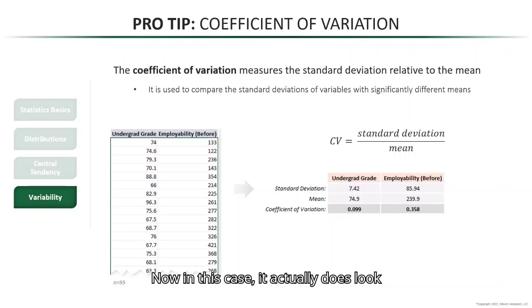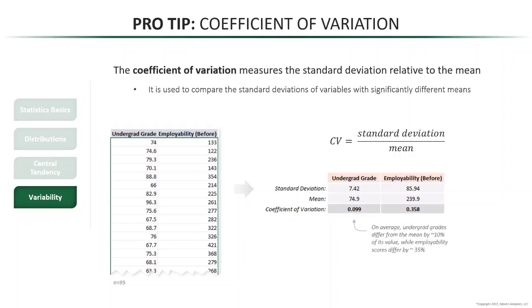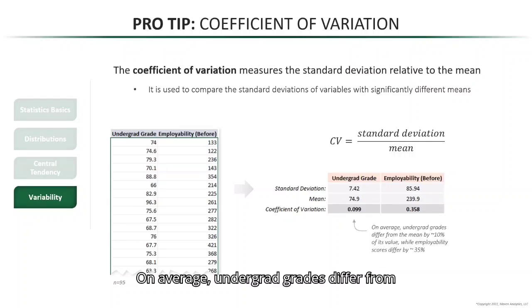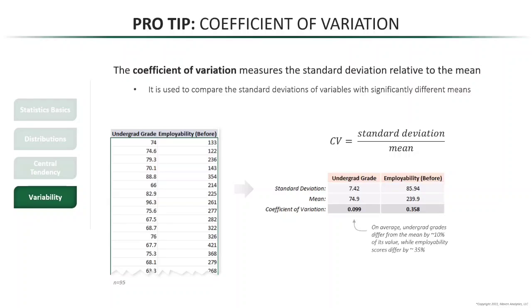Now, in this case, it actually does look like the employability variable has a higher coefficient of variation, but that difference in variability isn't nearly as much as we originally thought. On average, undergrad grades differ from the mean by around 10% of the mean's value, so 7 relative to 74, while the employability scores differ by around 35% of the mean's value, so 85 relative to 239. So that's what the coefficient of variation is all about.